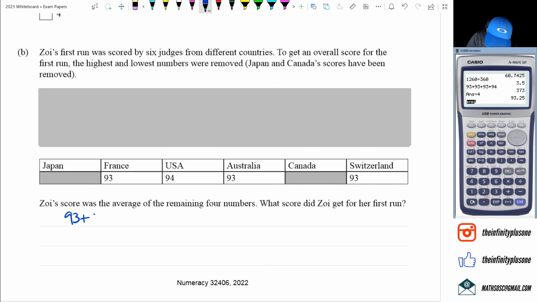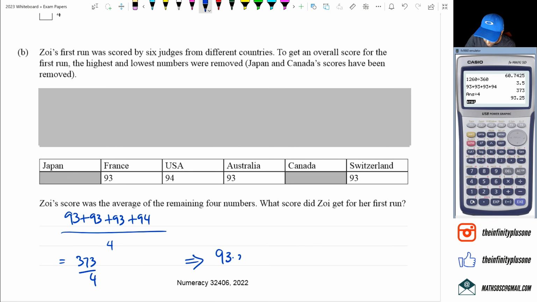So 93 plus 93 plus 93 plus 94, and the whole thing is divided by 4. So what we got is 373 divided by 4, which equals 93.25. That's the average score she's going to be getting.